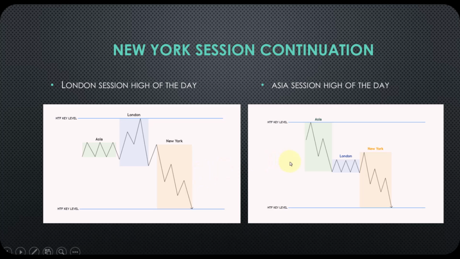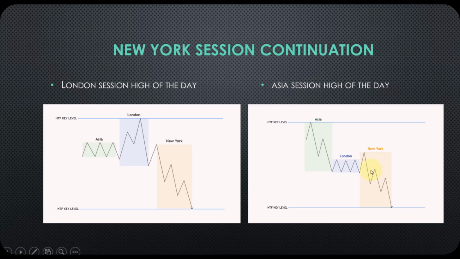Now, the other continuation comes in when the Asia session becomes the high of the day. With this one, you realize that the Asia session expands lower. The London session comes in with a consolidation. After consolidation, here we can clearly see an AMD setup occurring, where the New York session manipulates the London session highs and then expands to make the low of the day, or expands to our higher time frame key level.